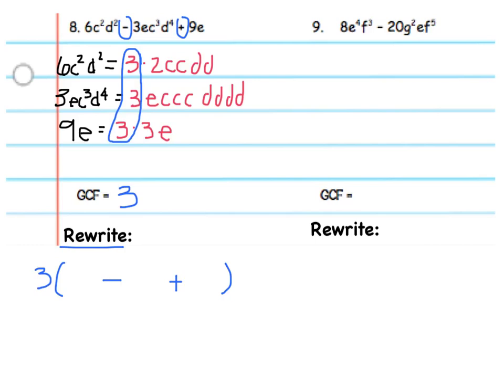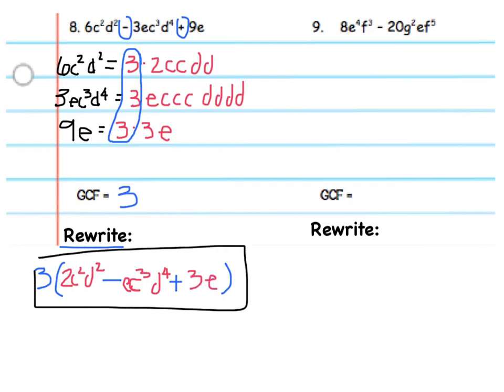What we didn't circle on the first term is the 2 and the c squared d squared. In the middle term, there's a lot of letters we didn't circle. We have an e, c to the 3rd power, and d to the 4th power. And in the last term, we didn't circle the 3 and the e. So that would be our final answer.